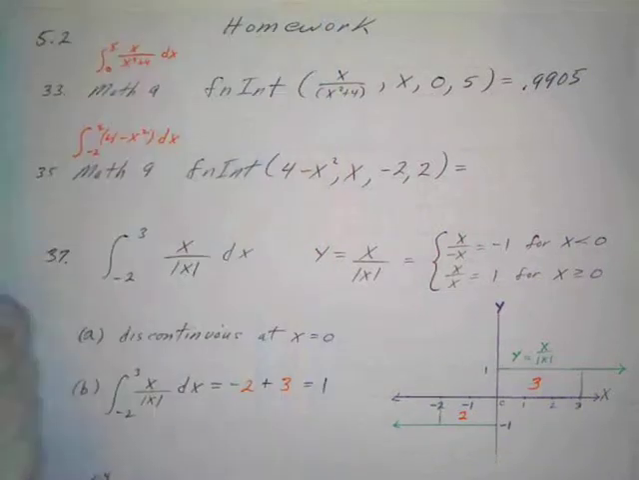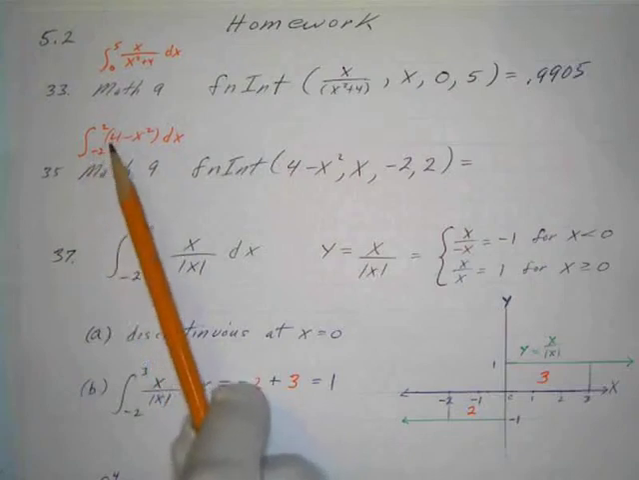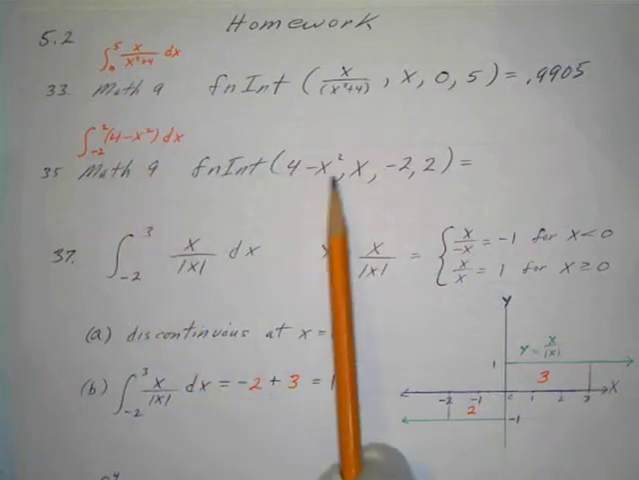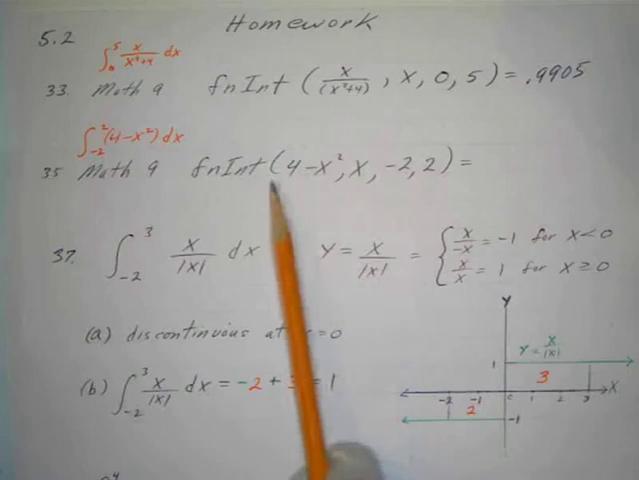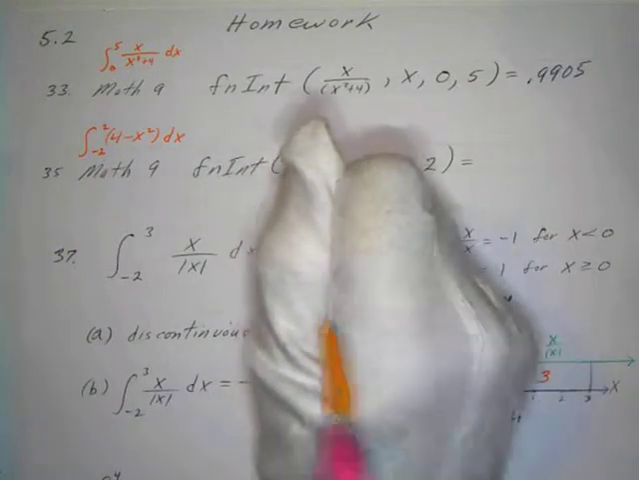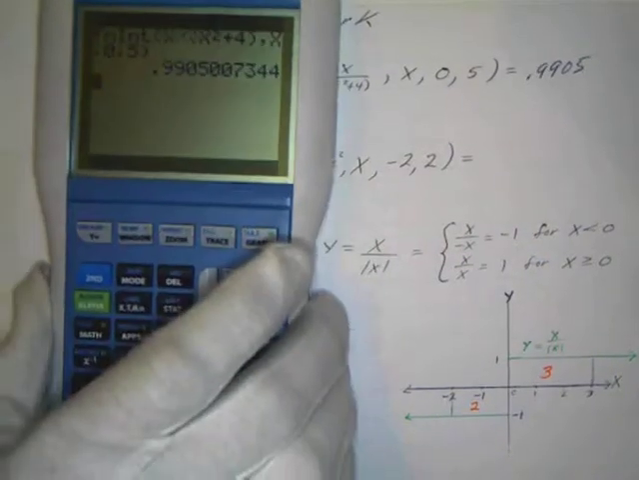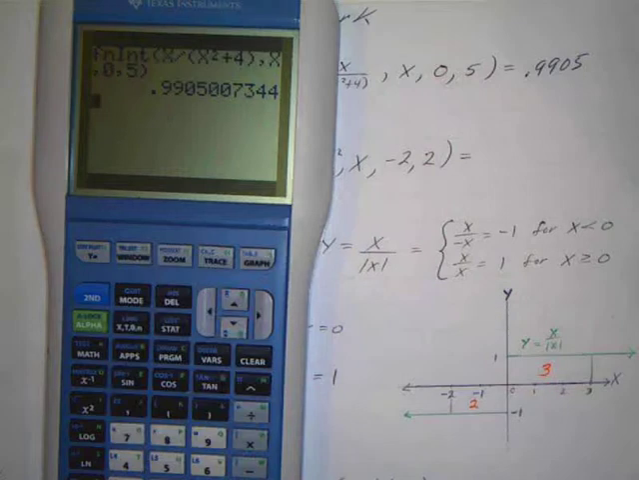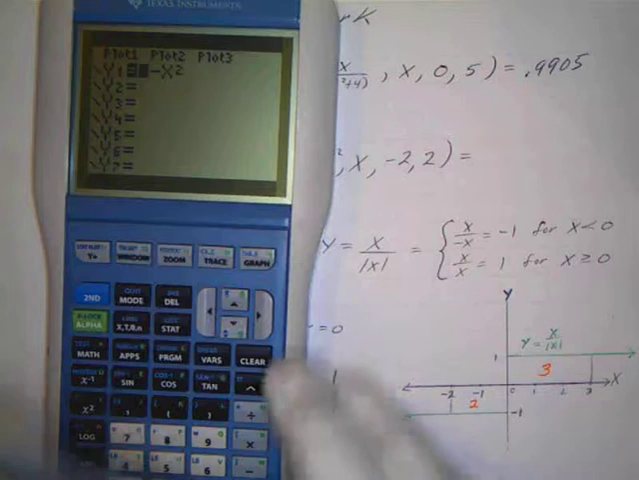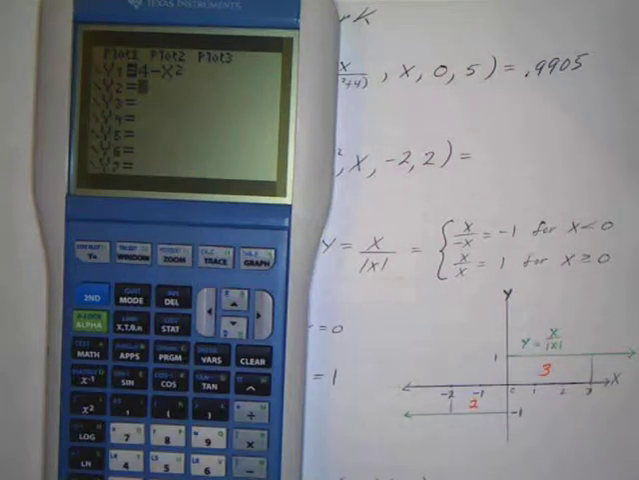And the next one, number 35, was this integral from negative 2 to 2 of 4 minus x squared dx. So we're going to end up having it look something like this. Another way we could do this is we could call this y. We could use Vars, Y-Vars and call this y1. That's what I did just for the variation. So in y1, I put 4 minus x squared there. That was your function. Sometimes we'll have it in this form anyway.